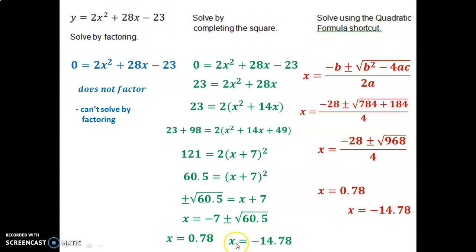So we have 2 decimal answers, and that's usually what we'll see. When something cannot be factored, it kind of basically tells us we're going to end up with decimal answers, right? So there's our 2 decimal answers. Quadratic formula, if you put the numbers in there as well, would produce the same 2 decimal answers.